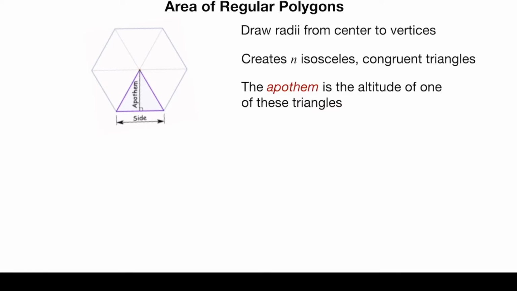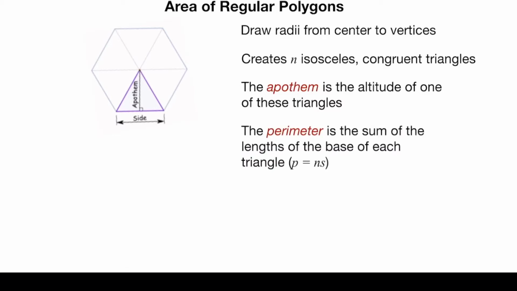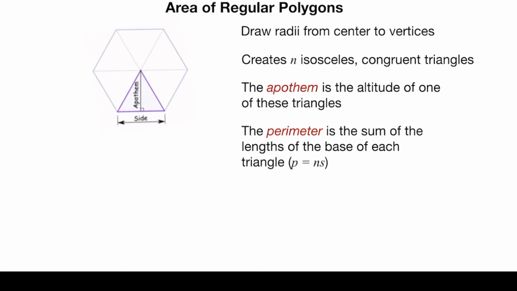The other thing I want to remind you of is what a perimeter is, and a perimeter is just the sum of the lengths of all the sides. It's the distance all the way around this polygon. Because it's regular, all the sides are congruent, so all you need to do is find one side length and then multiply it by n. And all I need is the apothem and perimeter to find the area, because here is the formula. Area of a regular polygon is 1/2 AP, where A is the apothem and P is the perimeter.